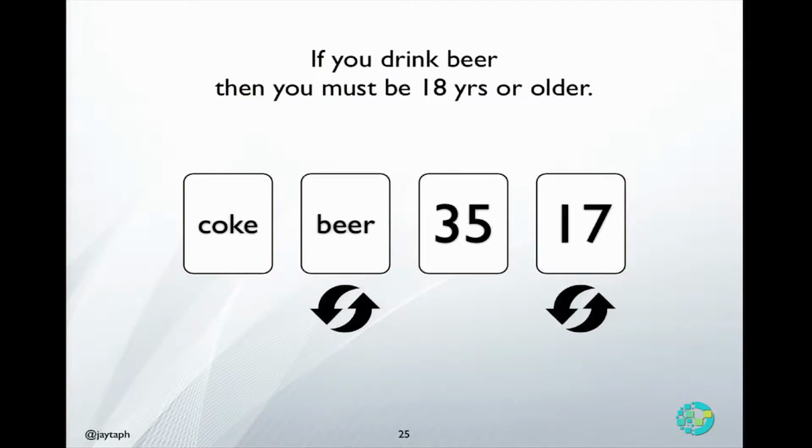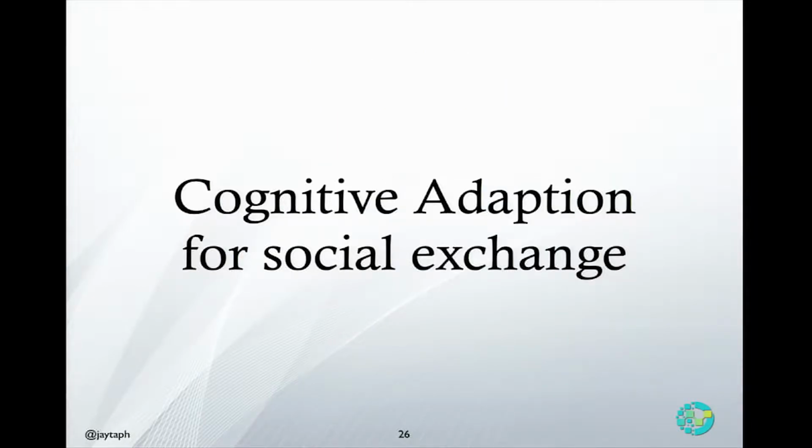Yeah. So we have to turn over these two cards. And I can guarantee you that almost 100% of the people get it right when it comes to beer. Very strange. But this is exactly the same question, exactly the same thing. This is called cognitive adaptation for social exchange. And this is a really fancy term for putting something in a context that somebody else understands.